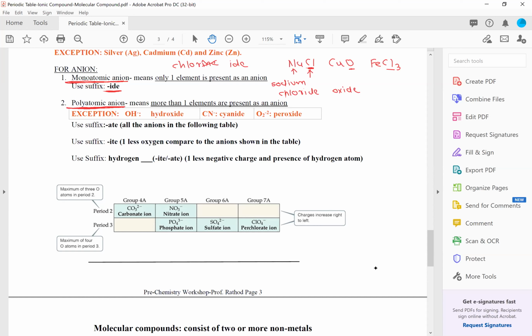Okay. So the name of this compound should be copper, because that we already know, right? Cu is copper. Oxygen is carrying a -2 charge, so copper must be carrying a +2 charge. So we're going to say copper in parentheses 2 oxide.